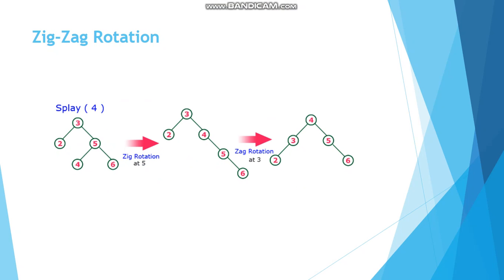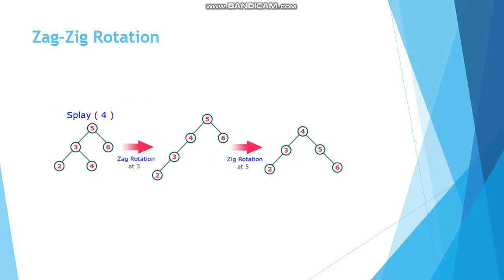Zig-zag rotation is basically zig rotation followed by zag rotation. In this rotation, every node moves one position to the right, followed by one position to the left from its current position, as it can be seen in the slide. The zag-zig rotation in Splay tree is basically a zag rotation followed by zig rotation. In zag-zig rotation, every node moves one position to the left followed by one position to the right from its current position. This can also be seen in this slide.